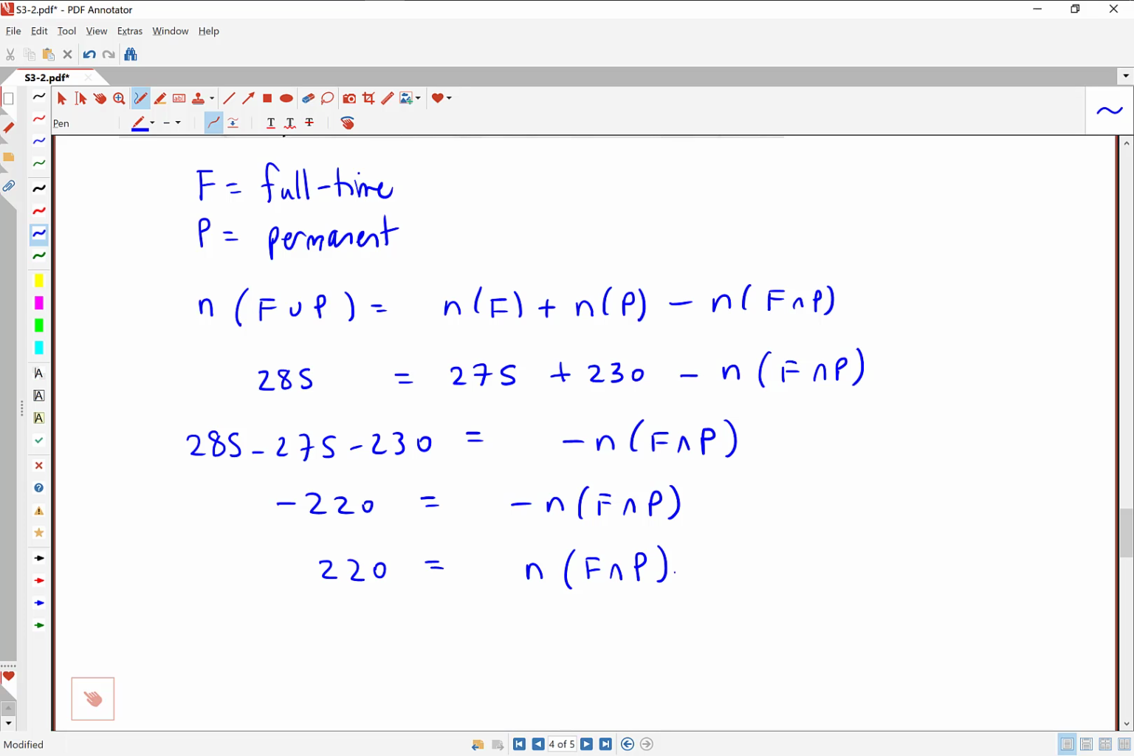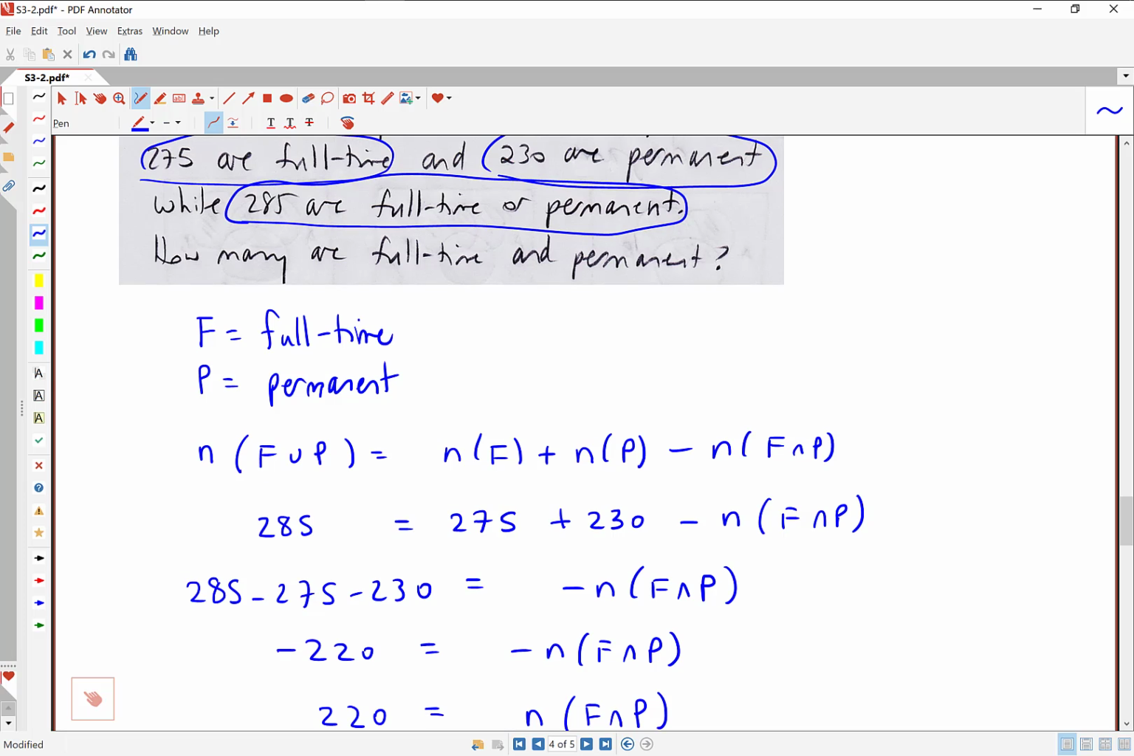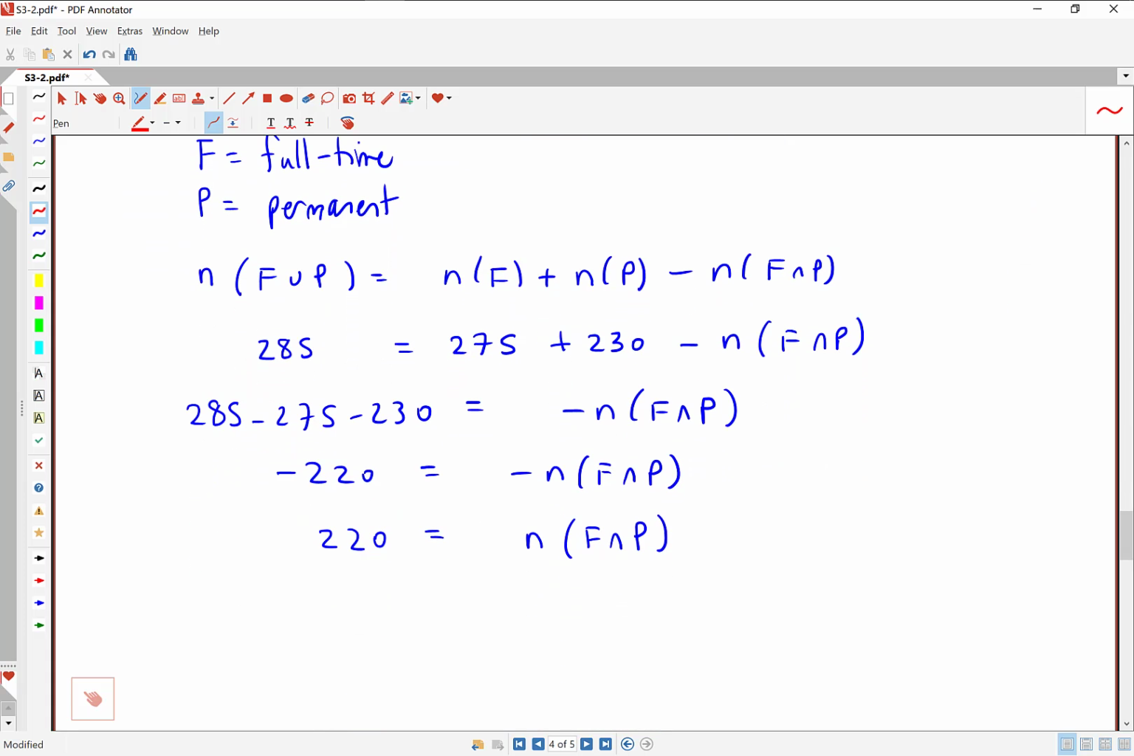So let's look back at the actual wording of the question. The question was, how many are full-time and permanent? Well, that is exactly what we've got here. The number that are full-time and permanent is 220. So I'll just write that in a box so that we're clear that we've found our answer.